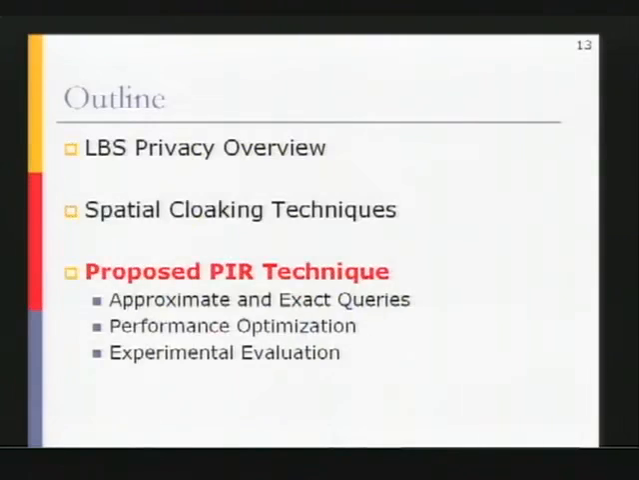And I will move on to discuss our technique. But before that, if there are any questions so far.